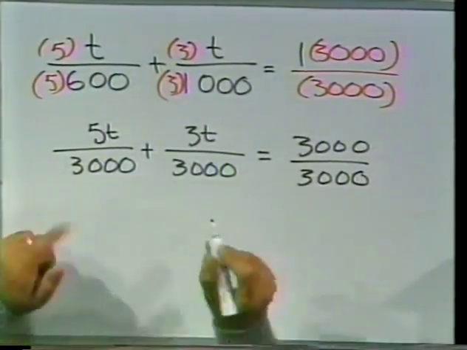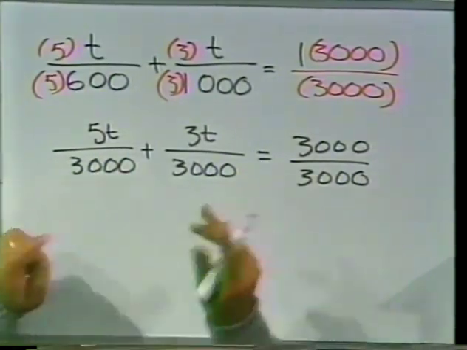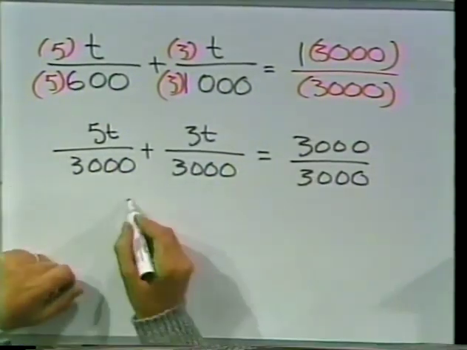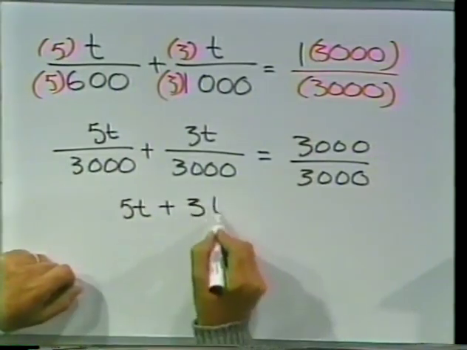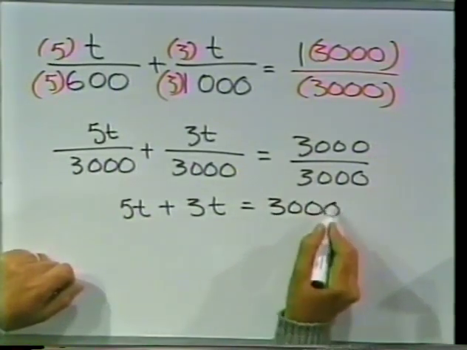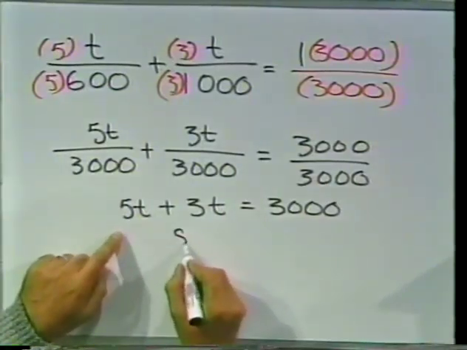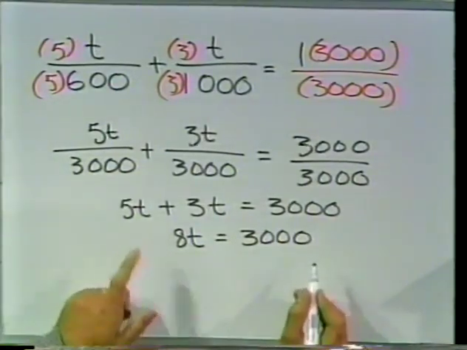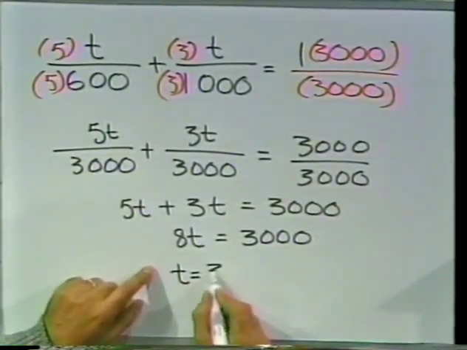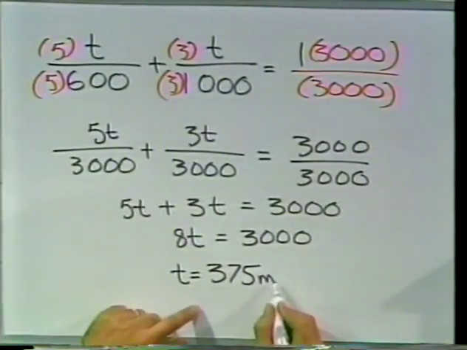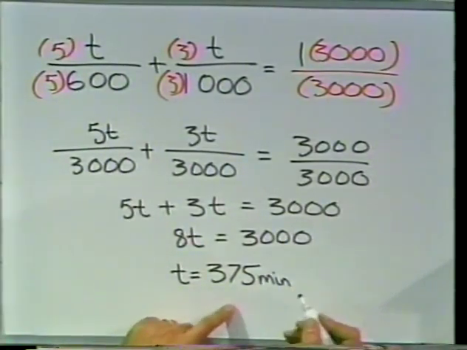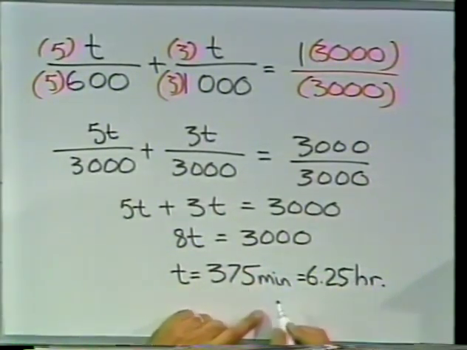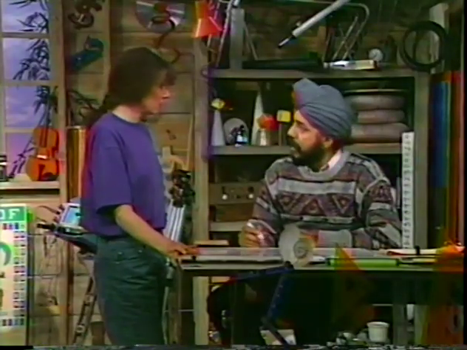And now I want to convert these fractions to whole values. So I multiply the equation by 3000 to eliminate the denominator. And I get 5t plus 3t is equal to 3000. And now I collect the like terms. I have 8t is equal to 3000. I divide both sides by 8 and find that t is equal to 375, which is minutes. And if I divide by 60, I find this is 6.25 hours, or 6 hours and 15 minutes. Yes, the job can be done in under 8 hours.